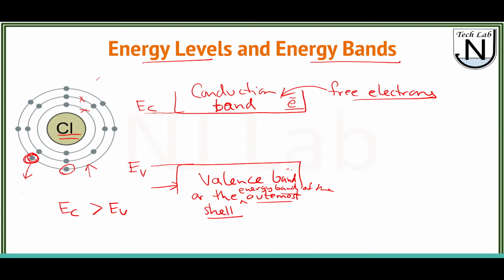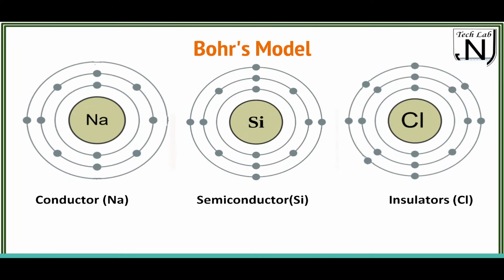Now if we look at these three Bohr models, for the conductor, sodium, for silicon, which is a semiconductor, and for chlorine, which is an insulator. If we look at these three, the total number of electrons in sodium is 11, in silicon it is 14, and in chlorine it is 17. And you can see that all these three elements have three shells, right?